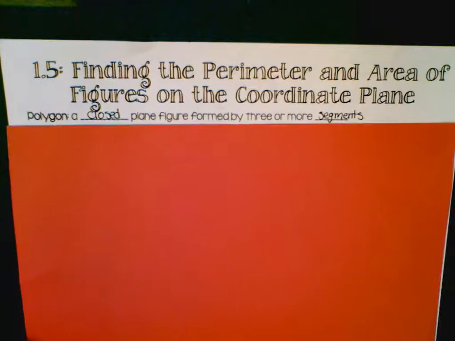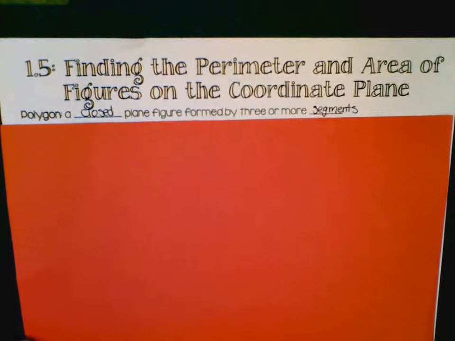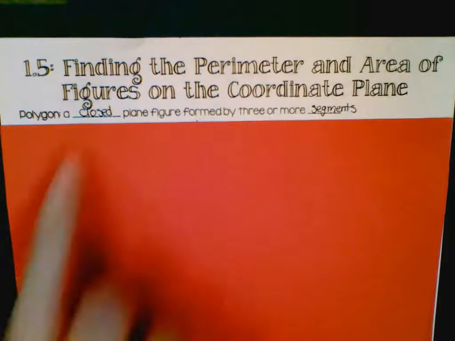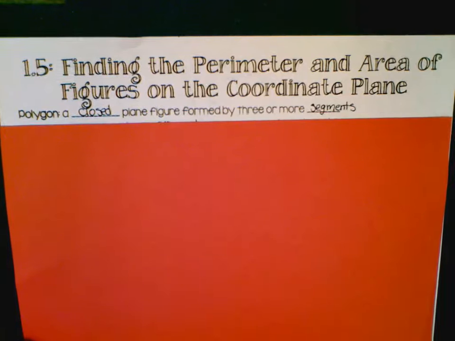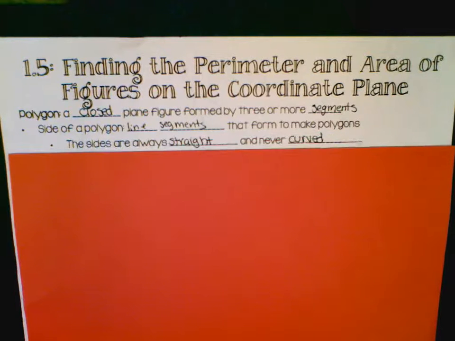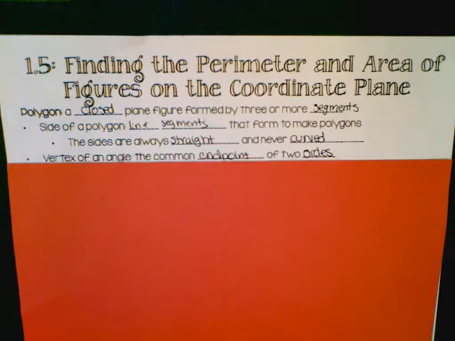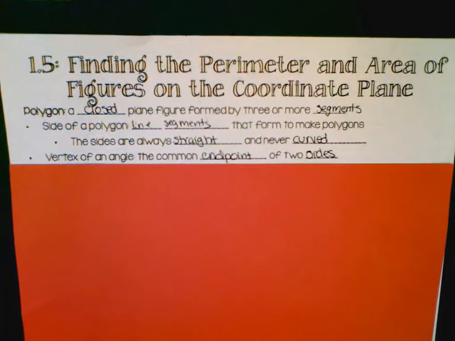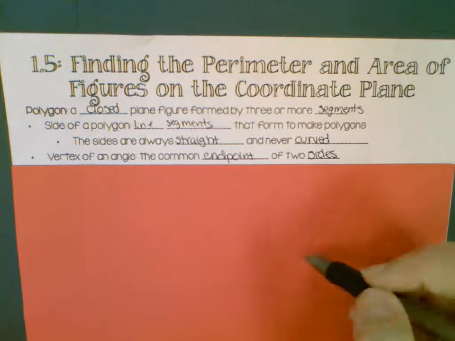So a polygon is a closed plane figure formed by 3 or more segments. The closed part just means that all the sides connect. Okay, and we're going to draw some pictures of one in a second. So the sides of the polygons are line segments. The sides are always straight because they're line segments and they're never curved. The vertex of the angle or the polygon is where the two sides meet.